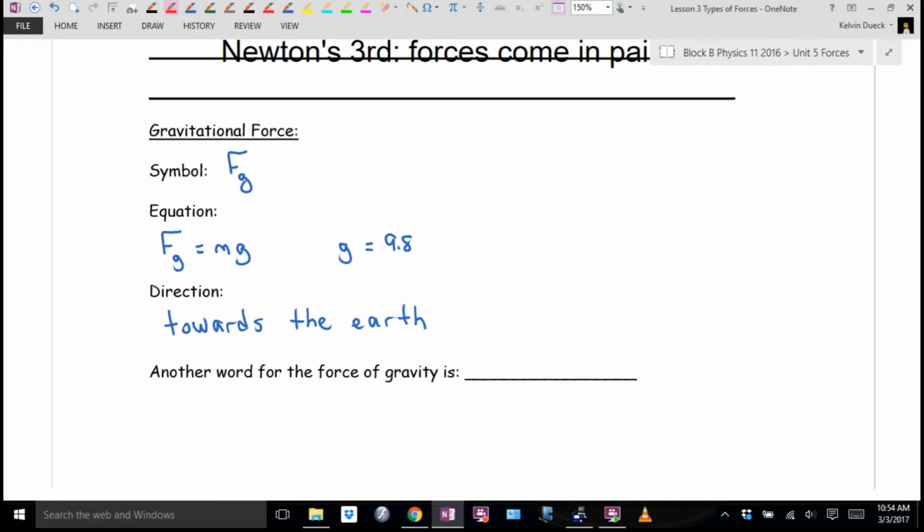What's another word for the force of gravity? No, now. Wait. No, now. Wait. No, now! You have no idea how long I've waited for that joke.